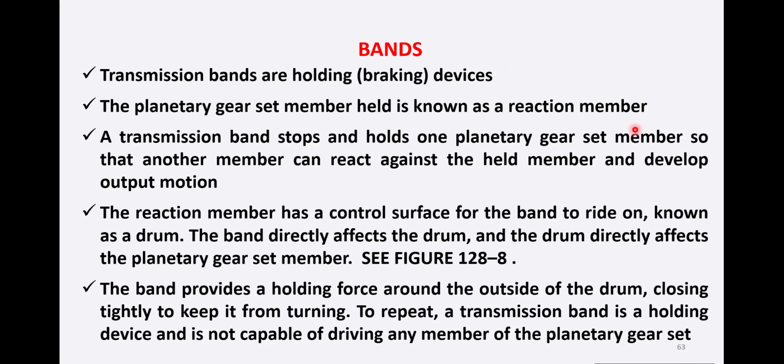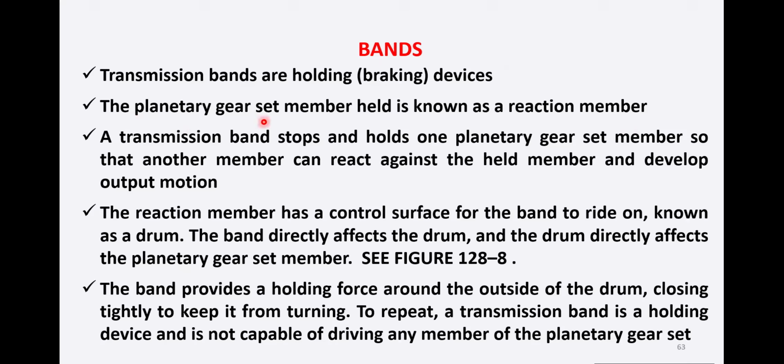Let's see what the bands are doing in the transmission system. Transmission bands are holding or braking devices. So bands, these are basically holding or braking devices. In the concept of a planetary gear system, I have explained to you there are three members. First, in which we give the input. Second, we hold the member, and third, from where we get the output. So how to hold that member is with the help of these bands.